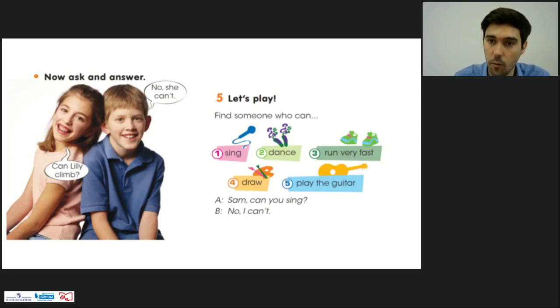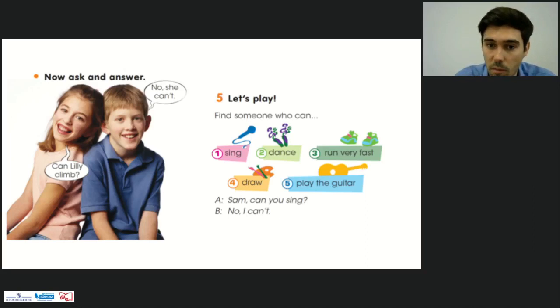A game can be a great way to activate grammar. As we can see here, we've got a find someone who can activity. So students can, in the class, ask each other, can you sing, can you draw, can you play the guitar? And normally they could fill out perhaps a short survey or something like that. This is something I've done before in my classes. Or they can just feed back to the rest of the class based on what their classmates can and can't do.